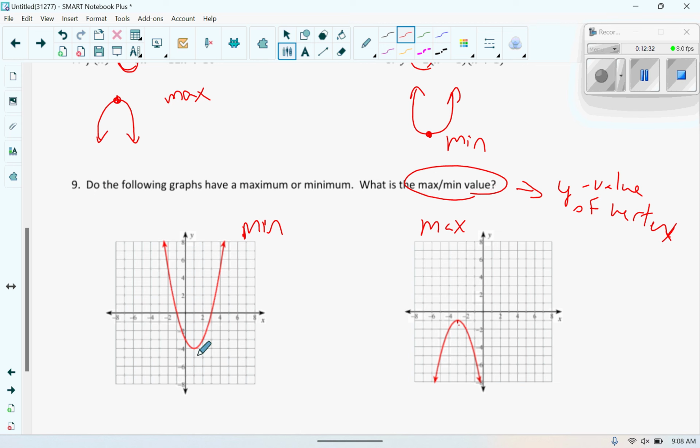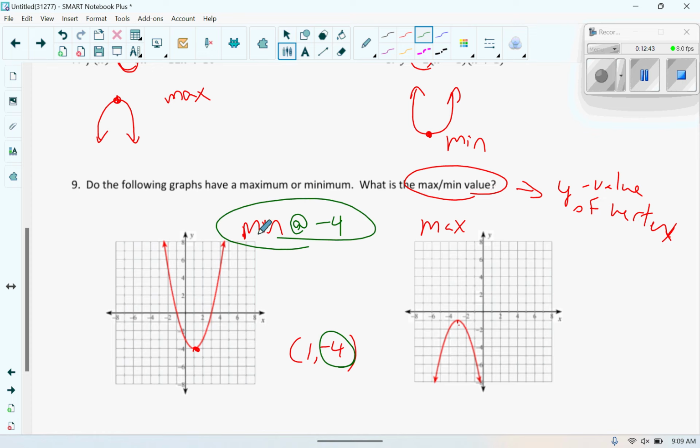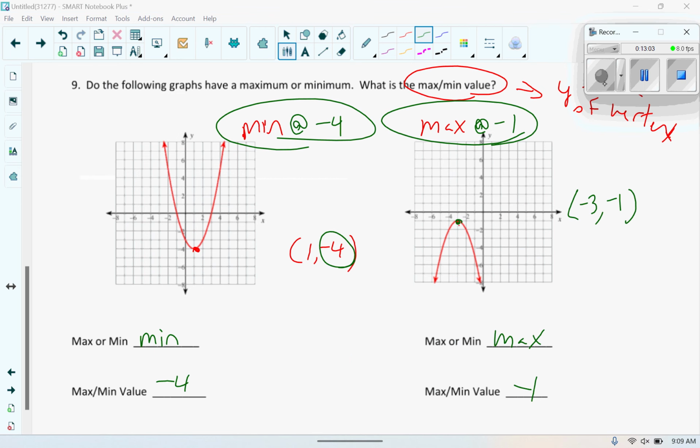So here, our vertex is 1, -4. So we're going to have a minimum at -4. You'll do this a lot in Algebra 2, find that minimum or maximum and the minimum value or maximum value. So in this case, our vertex is going to be -3, -1, and so I'm going to have a max at -1, like that. And that is it for lesson 2. Thanks a lot.